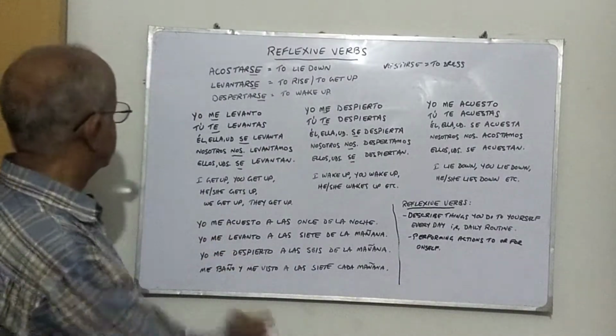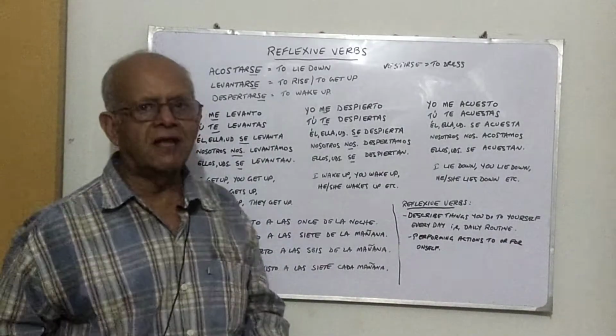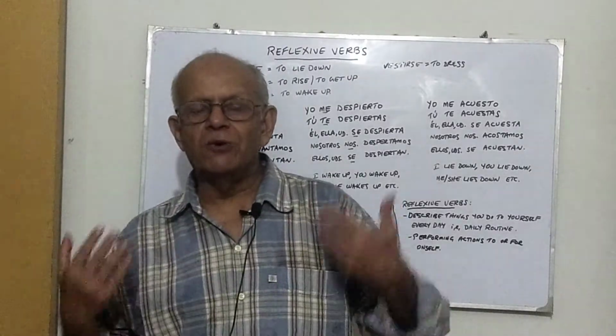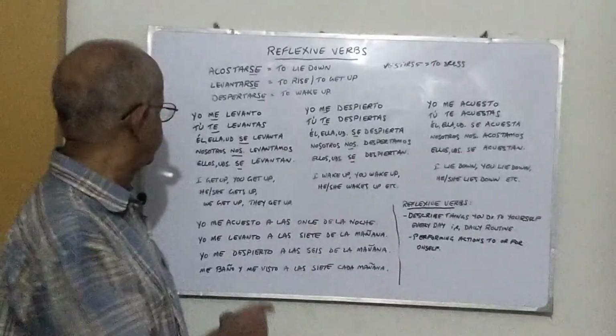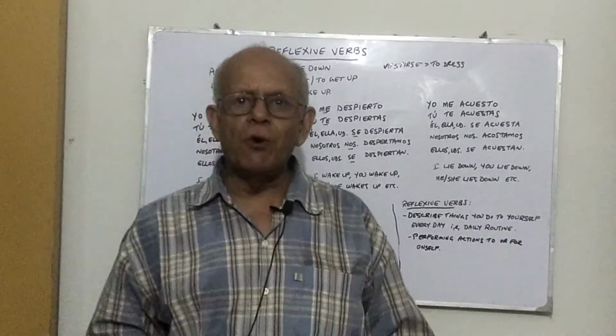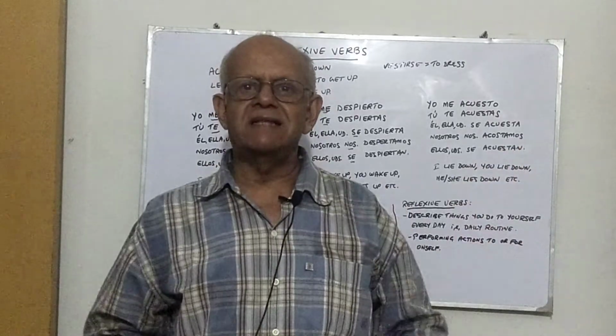Some simple sentences. Yo me acuesto a las 11 de la noche. I lie down or I go to bed at 11 at night. Yo me levanto a las 7 de la mañana. I get up at 7 in the morning.